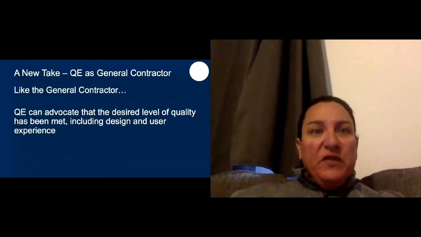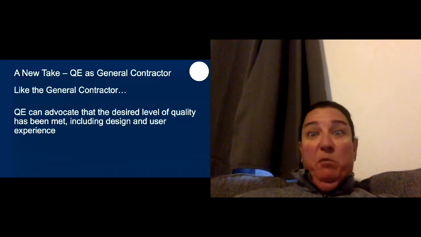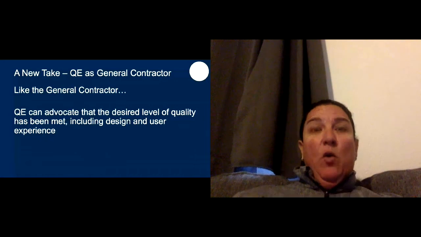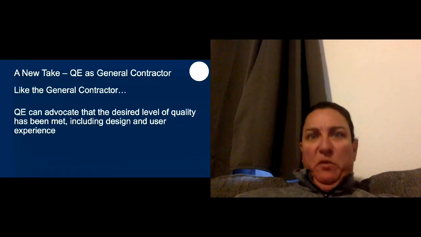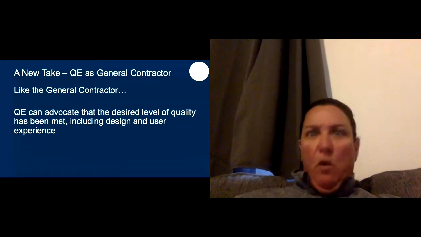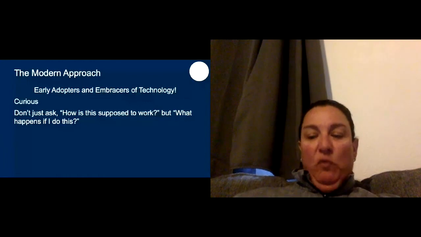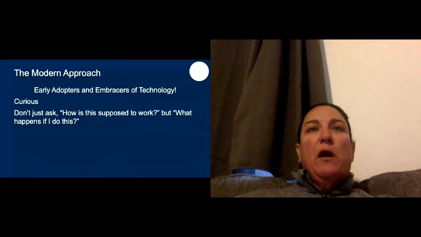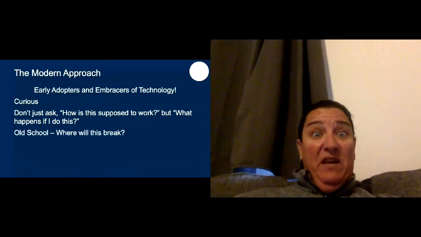So how does this look? What is the modern approach of a quality engineer? We're early adopters and embracers of technology. We are technologists at the end of the day. We're curious. Not only do we ask, how is this supposed to work, which should be pretty vetted out in requirements and acceptance criteria, but more importantly, what happens if I do this? That curiosity really allows us to navigate within the software in ways that the software may not have been built for, but we're able to provide that information.